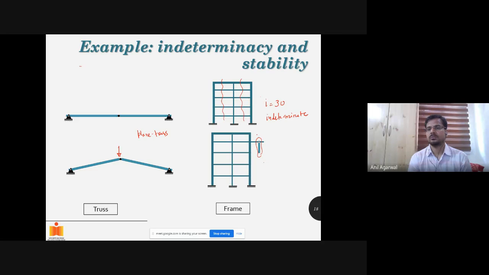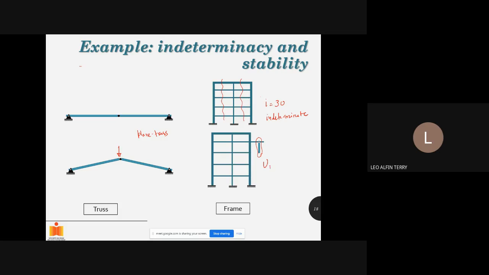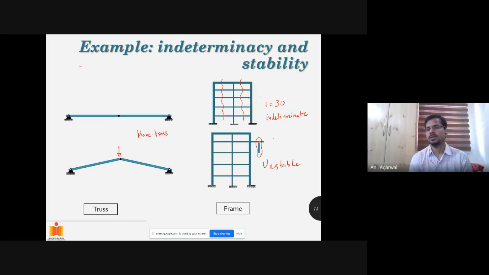What type of structure is it? Is it a determinate, indeterminate? Indeterminate. It's an unstable structure. How do we know that this is an unstable structure? If I take this member and apply any force here, it is connected with a hinge. So it will start going round and round without offering any resistance. Okay, it will move without offering any resistance. So therefore, this is an unstable structure.